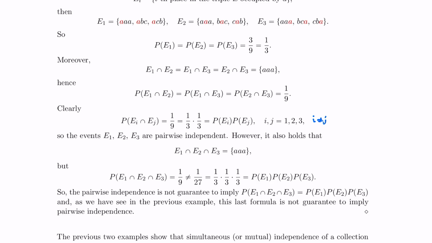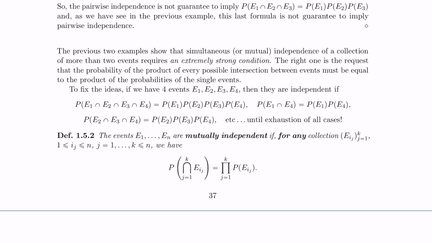What if we have 4 events? Well, also in this case, all the equalities between probability of intersections and product of single probabilities must be satisfied in order to consider those 4 events statistically independent. Here I wrote only 3 of such equalities. As a useful exercise, you are invited to write the remaining ones.